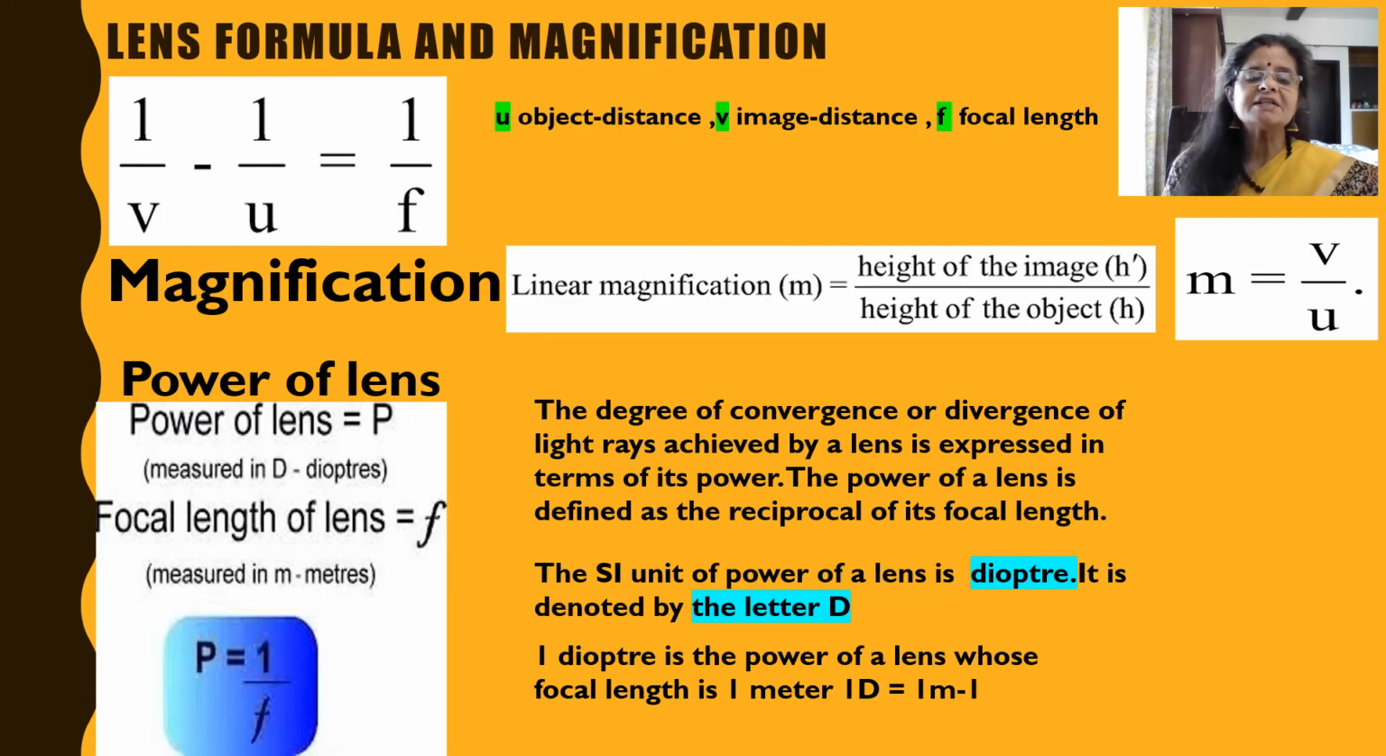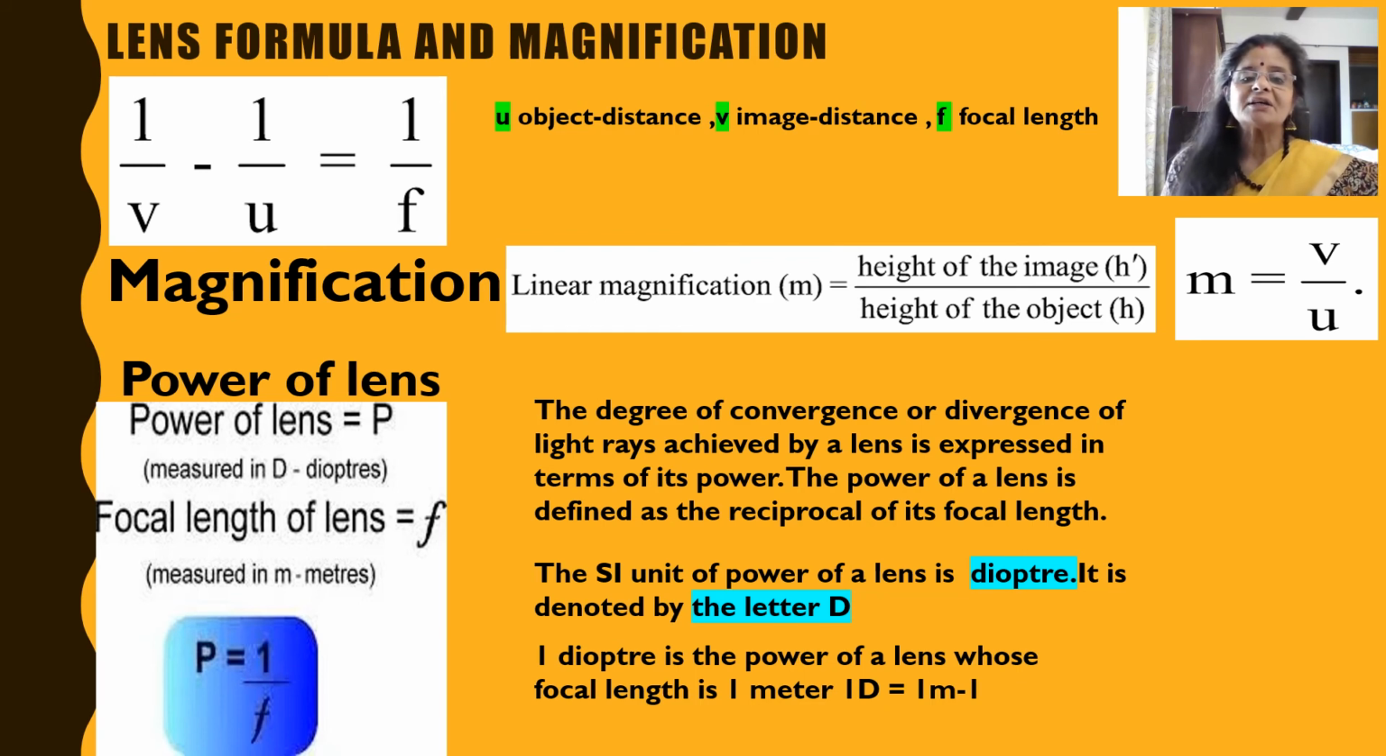Just like we have lens formula for spherical mirrors, we also have lens formula for spherical lenses. This formula gives the relationship between the image distance, the object distance, and the focal length of the spherical lens. So the formula is as follows: 1 by V minus 1 by U is equal to 1 by F, where V is the image distance, U is the object distance, and F is the focal length. We should all remember that according to sign convention, the focal length of the convex lens is positive and the focal length of concave lens is negative.